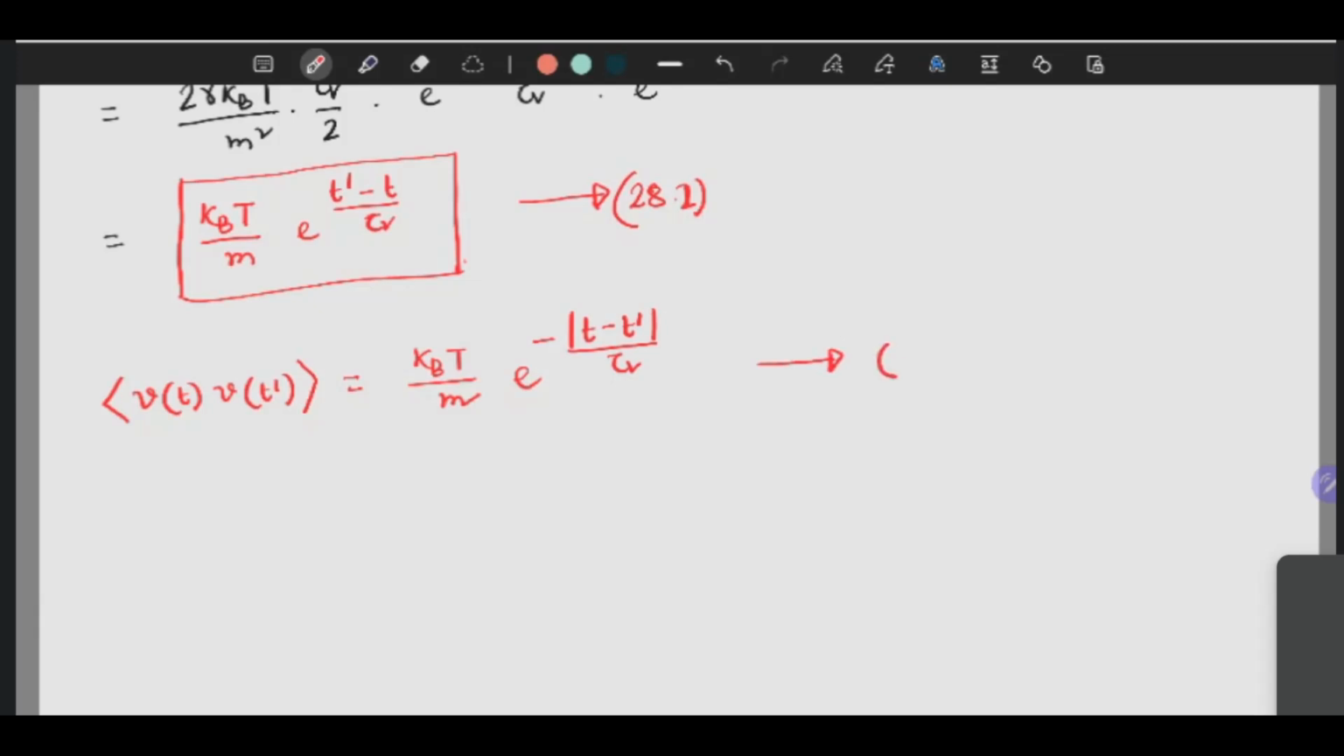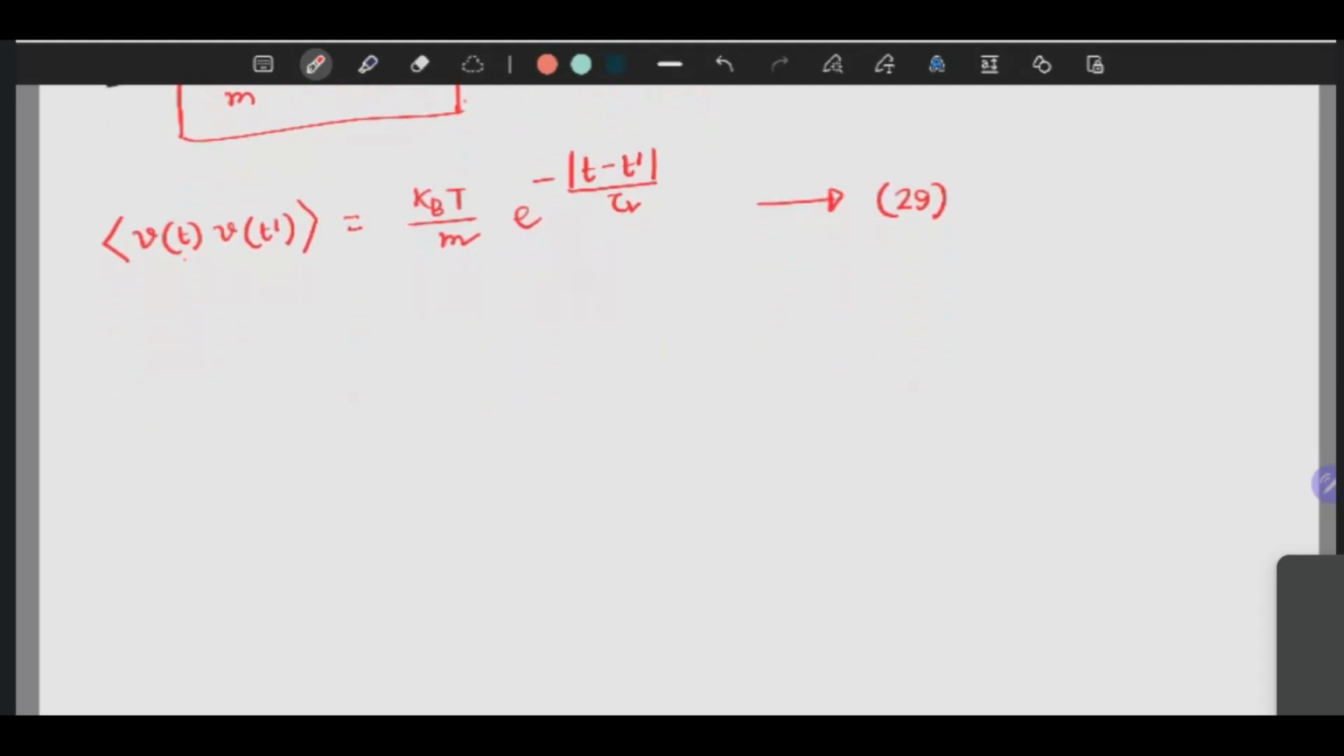This is equation 29. So from here, if t is greater than t prime, the mod sign will be taken out and this will be t minus t prime. If t prime is greater than t, then it will be reverse, minus of (t minus t prime), so minus and minus plus, this will be t prime minus t. So combined you can write this.